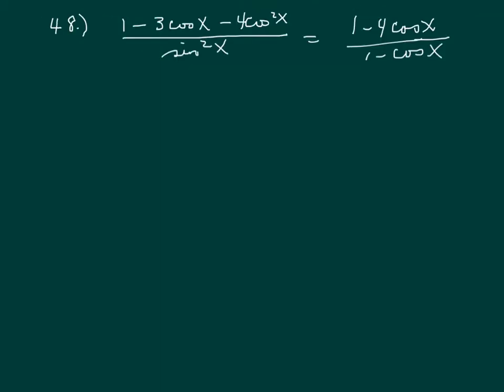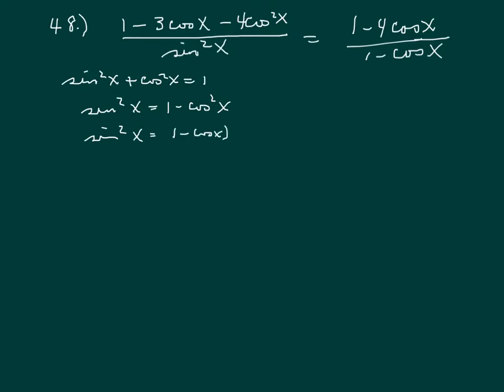Now look at section 5.2, problem 48. I have this very complicated expression equals this very complicated expression, and I want to prove the identity. Where do I start? Well, actually, here's how I start. I recall that sine squared x plus cosine squared x is equal to 1. The sine squared x then would be 1 minus cosine squared x. I could factor the left-hand side and have 1 minus cosine x, 1 plus cosine x.